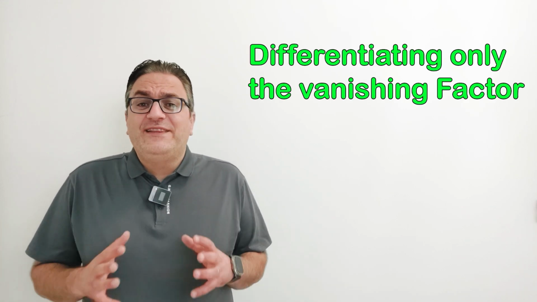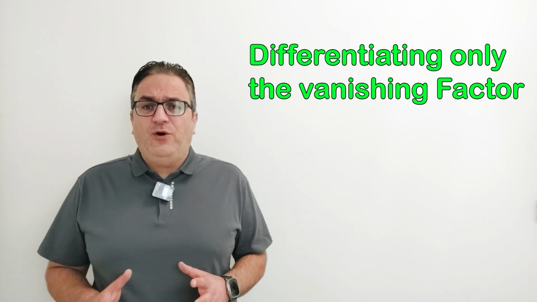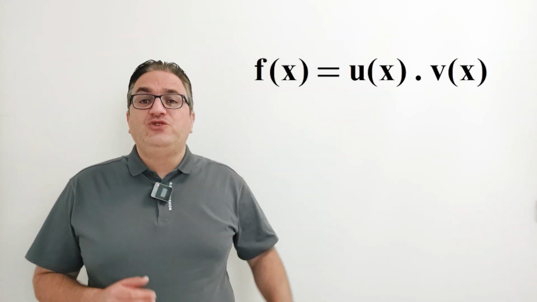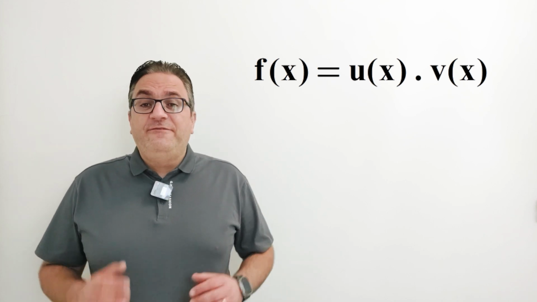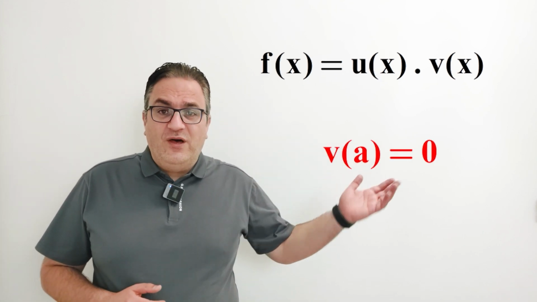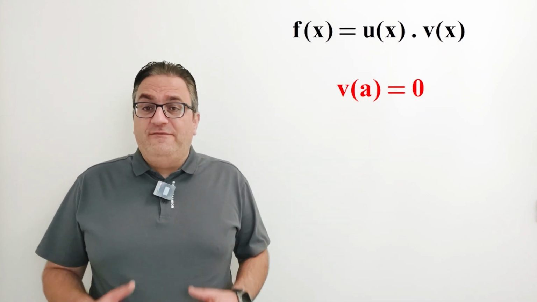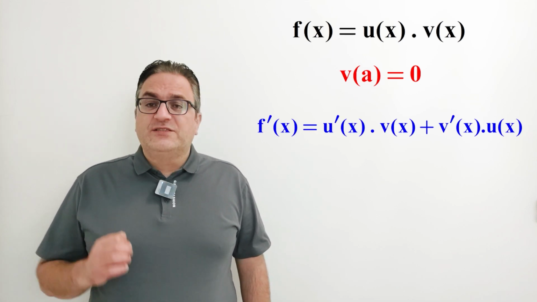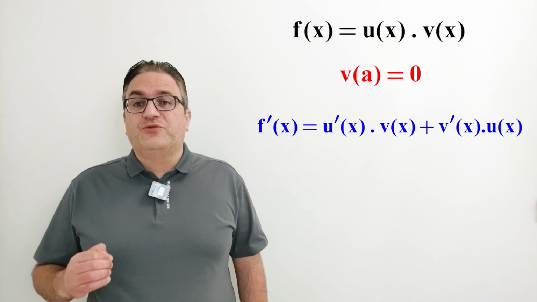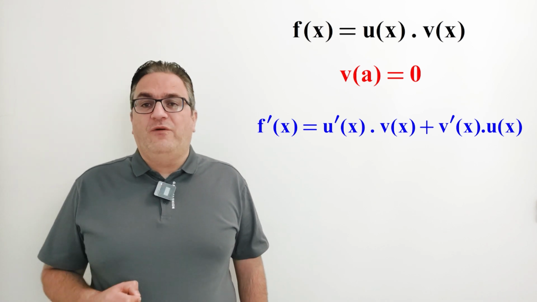Today we're gonna talk about differentiating only the vanishing factor. Suppose f of x is equal to u of x times v of x, and suppose that v of a is equal to 0. Then by the product rule we have f prime of x is equal to u prime of x times v of x plus v prime of x times u of x.